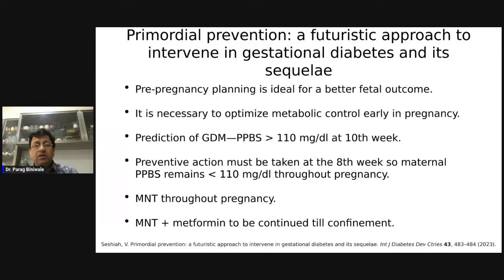What is most important is this particular study by Dr. Sheshaya, and in 2023, he has mooted a concept of primordial prevention, and that's a futuristic approach to intervene in women who have gestational diabetes and its sequelae. So it is really, really worthwhile doing a first screening test very early in the pregnancy, maybe even at around 8 weeks, and we can actually program the developing fetus. So pre-pregnancy planning is ideal for better fetal outcome. It is necessary to optimize metabolic control early in pregnancy.